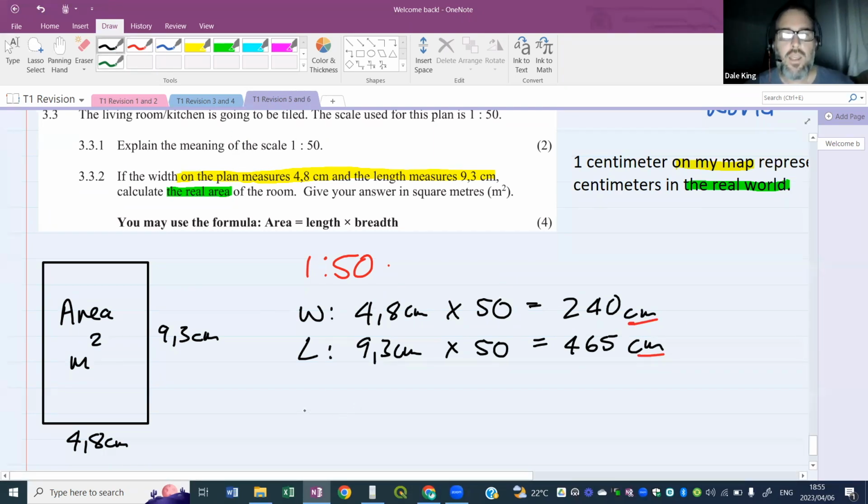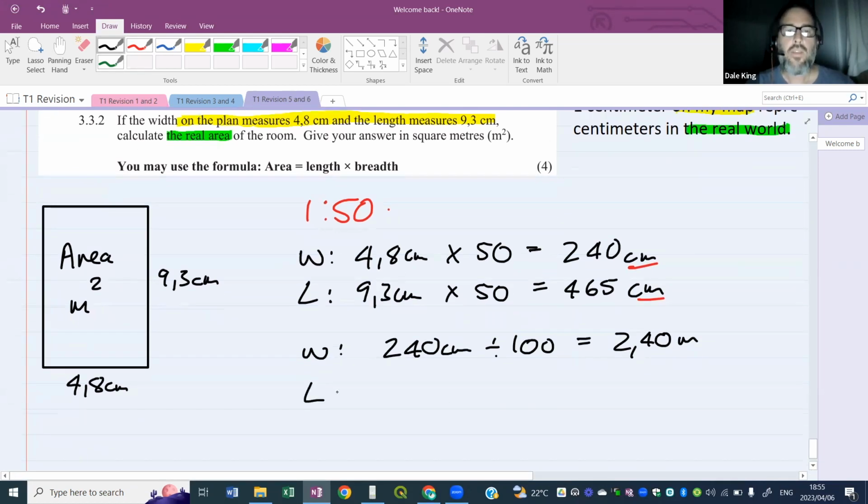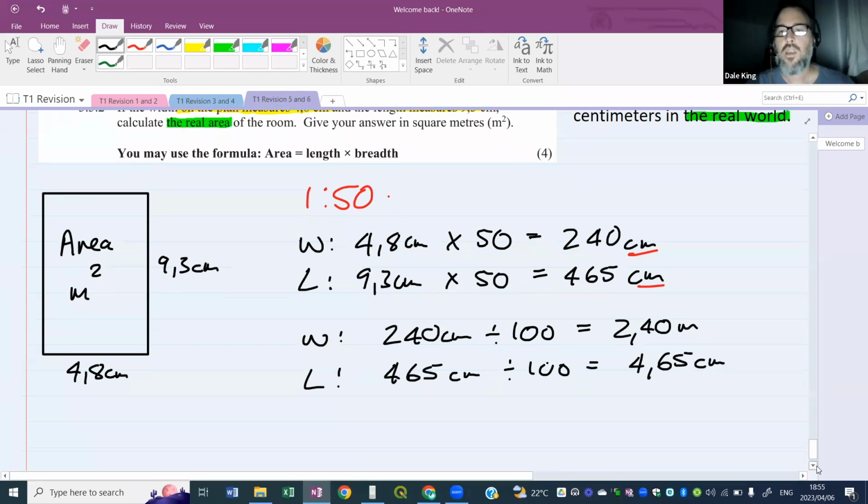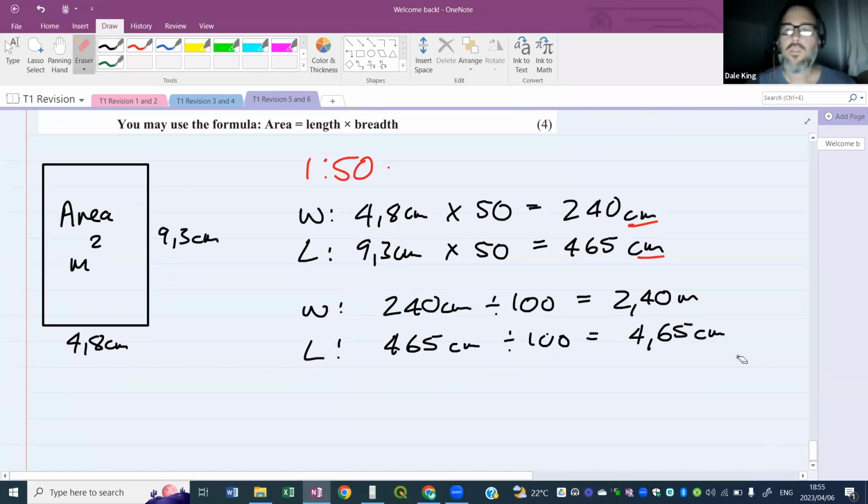I'm going to go down again. W, my width, is 240, and you guys told me already that I have to divide by 100. This is going to give me 2.40 meters for that one. And then L is 465 centimeters divided by 100. This is going to give me 4.65 meters. Not centimeters, Teacher Dale, that one's been converted.